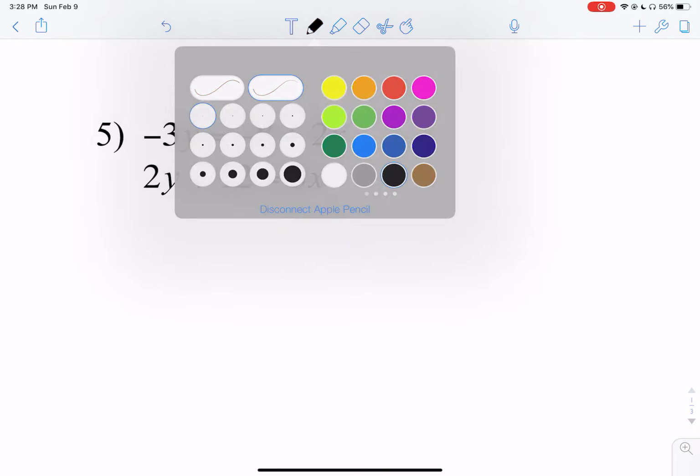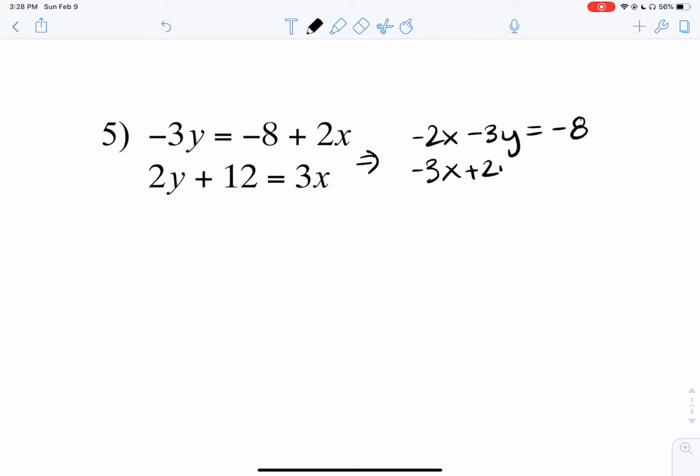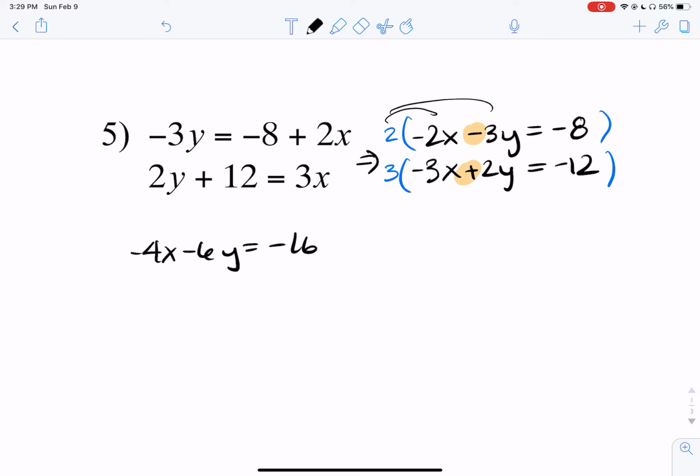So for number 3, when we rewrite this, you should end up with negative 2x minus 3y is equal to negative 8. And for the bottom one, it should be negative 3x plus 2y is equal to negative 12. Again, I'm going to eliminate the x. Now let's eliminate the y terms. So we're going to multiply the top one by 2 and the bottom one by 3 since these signs are already opposites of each other. So negative 4x minus 6y is equal to negative 16 when we multiply this by 2, and multiplying everything over here by 3, we end up with negative 9x plus 6y is equal to negative 36.